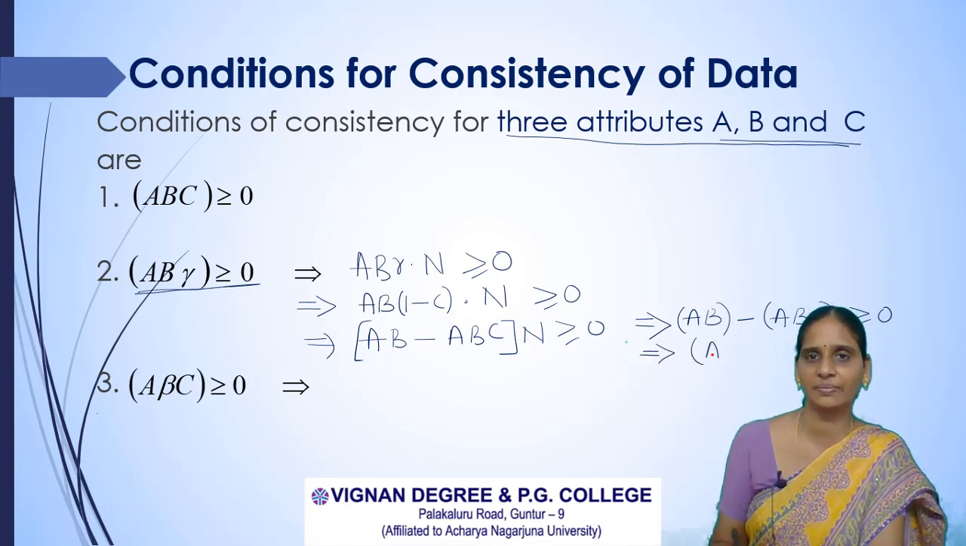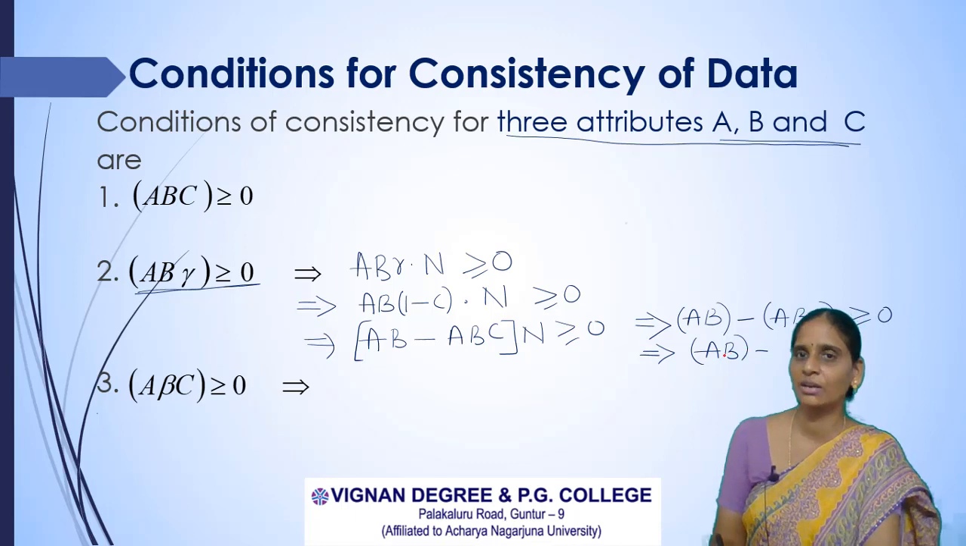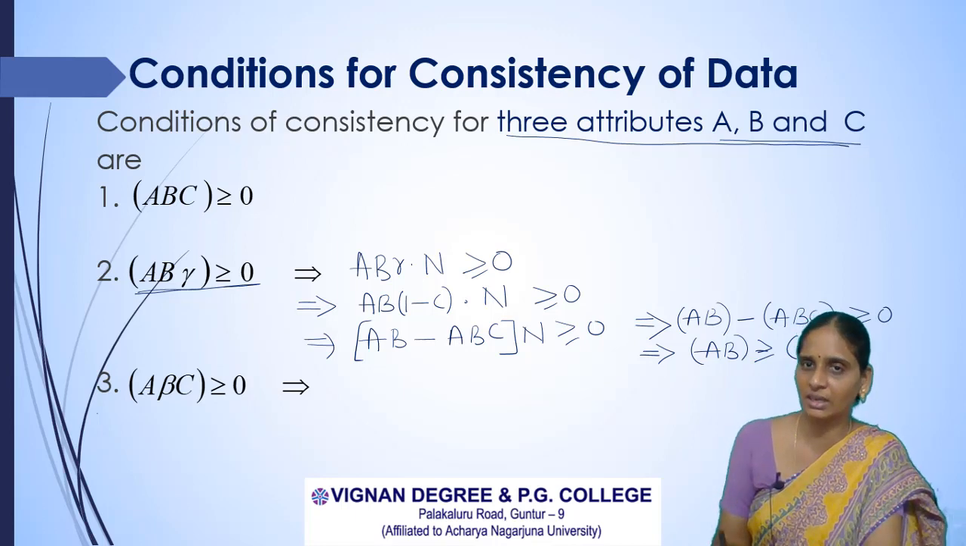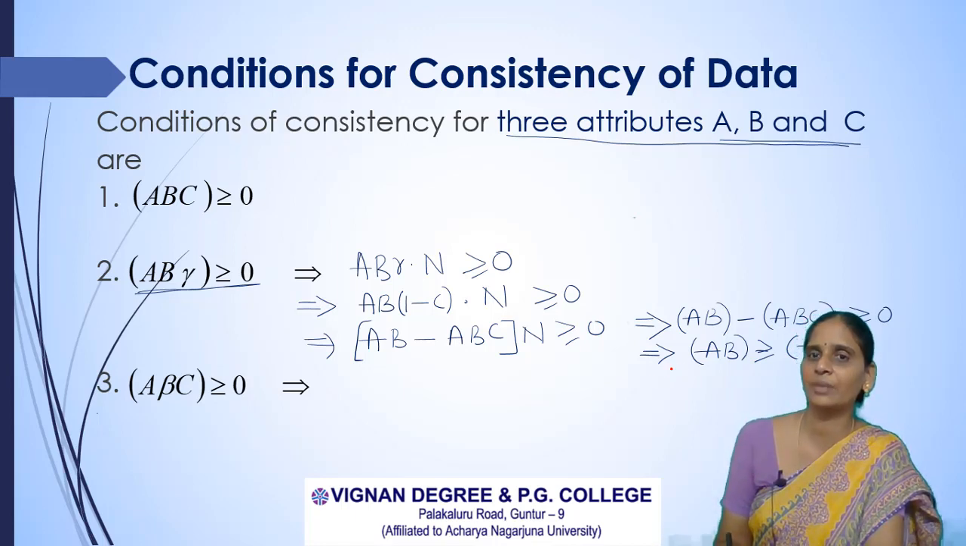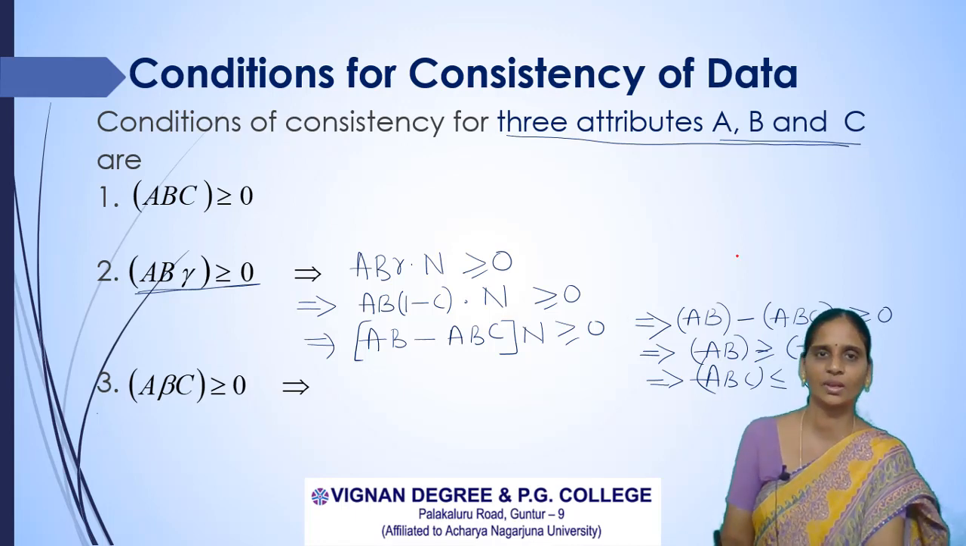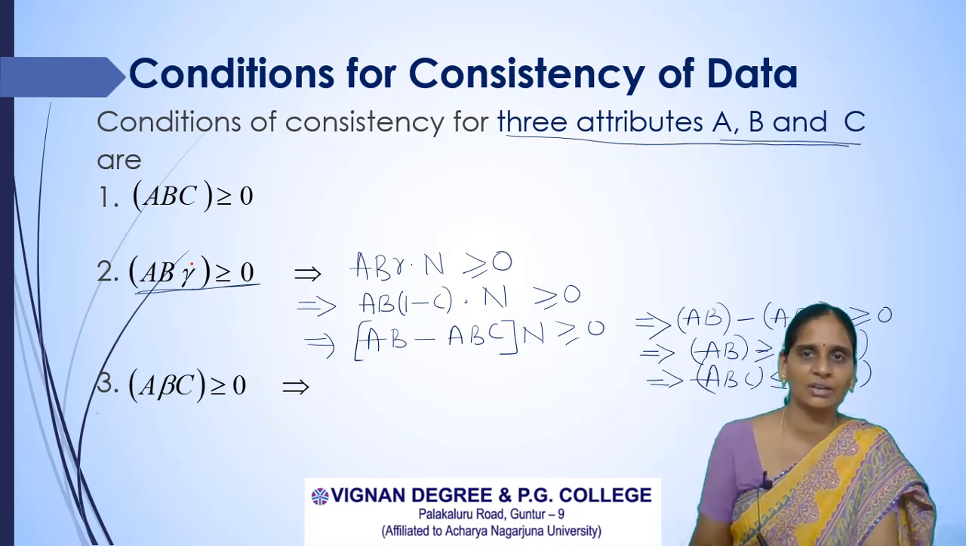So this implies frequency of AB minus frequency of ABC. On the left hand side, minus frequency of ABC, we have to shift it to the right hand side. Then we get frequency of AB is greater than or equal to frequency of ABC, or this can be written as frequency of ABC is less than or equal to frequency of AB. So this is the second condition for consistency of the data.